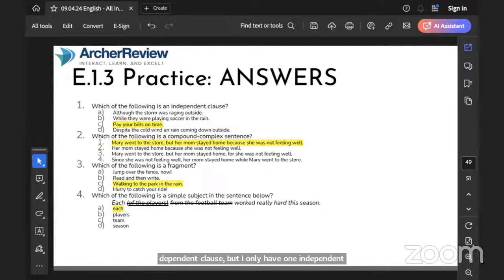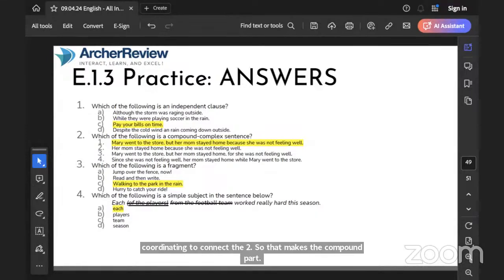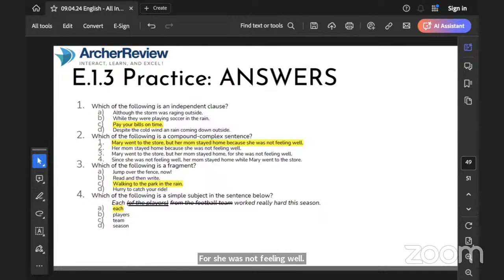With option C, Mary went to the store, independent. Her mom stayed home, independent, and I got that coordinating conjunction to connect the two, so that makes the compound part. 4, she was not feeling well. That's another coordinating conjunction connecting on another independent clause. So this one's actually missing the dependent clause.